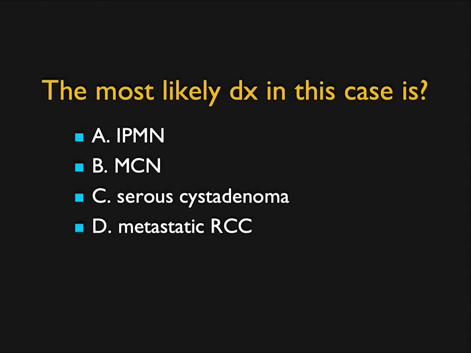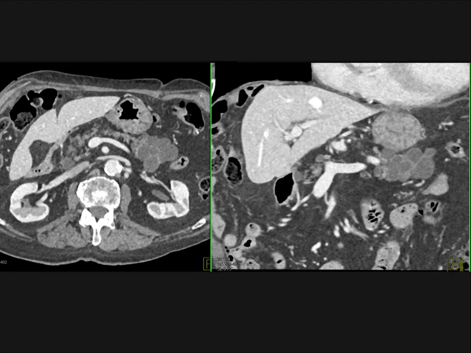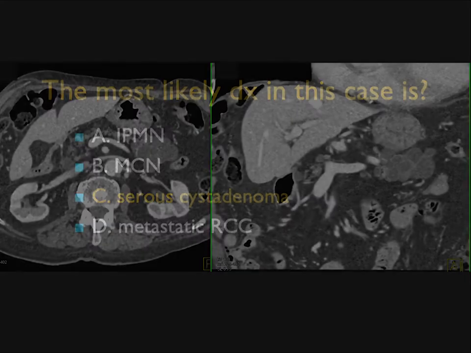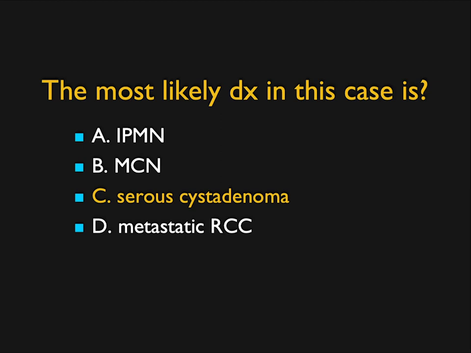The best diagnosis in this case, we're dealing with a cystic lesion tail of pancreas with multiple cystic components. Now, IPMNs can have a cluster, but when I start thinking about a cluster, I'm thinking about a serous cystadenoma. Metastatic renal cell is typically hypervascular. MCN is typically body of pancreas. Again, maybe a thin septation, maybe not. But when I see a cluster, I'm thinking about serous cystadenoma, which was the correct answer in this patient.